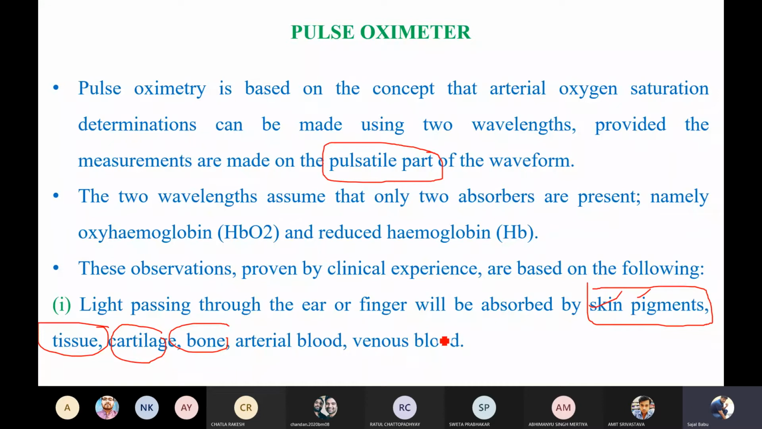So apart from the arterial blood, that means the blood in the arteries, all the remaining absorbers, the skin pigments, the tissues, the cartilage, the bone, and the venous blood, are going to absorb something and give the remaining light, and that light will be constant. Whenever you give the light, they are going to give that much only. That means there is no change in the amount of light that we are receiving, right?